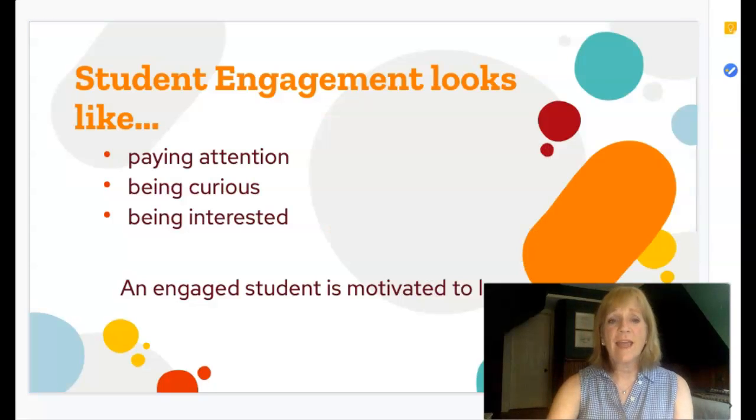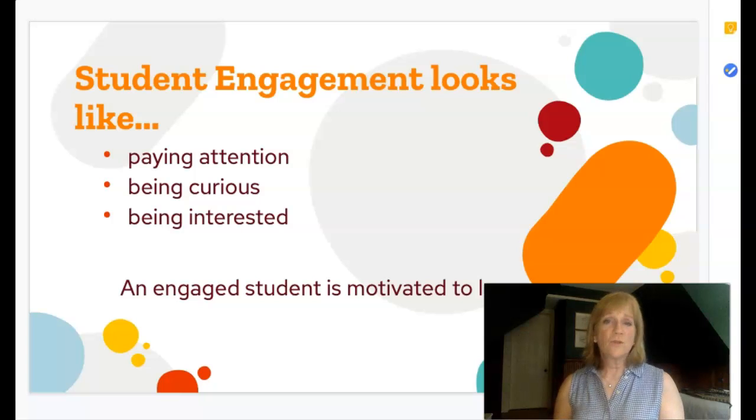So student engagement does look like students are paying attention, whether it's to one another, whether it's to what you're talking to them about. They're curious, they're asking questions, and they're interested. They want to know more. They might not just leave your classroom and forget about it. They might go home and talk to their parents or talk to other students about it. Or, the next student will come in and say, hey, I heard we're talking about this, or we're going to do this. They're excited.